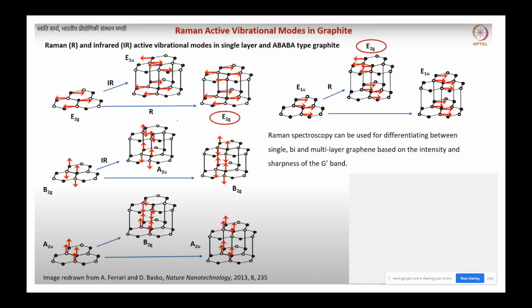Suppose you have a material which is single layer or bilayer or multi-layer, then the intensity of your 2D peak would be different for each. It can be sharp, it can be not very sharp, it can be medium. So the 2D intensity can differentiate whether your graphene or graphite is a single layer, bilayer, or multi-layer.